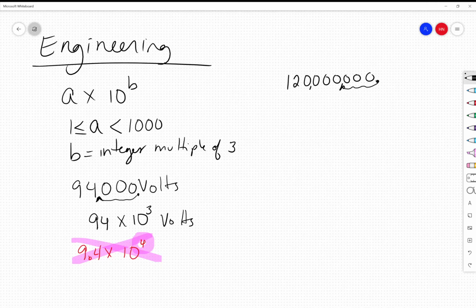So we move it 4, 5, 6 times. Is that number between 1 and 1,000? That would be the 120. The answer is yes, it is between 1 and 1,000. So that's where we stop. So our number would be 120 times 10. How many times did I have to move the decimal? 1, 2, 3, 4, 5, 6, so 10 to the 6. There you have it. So that's how you deal with large numbers.